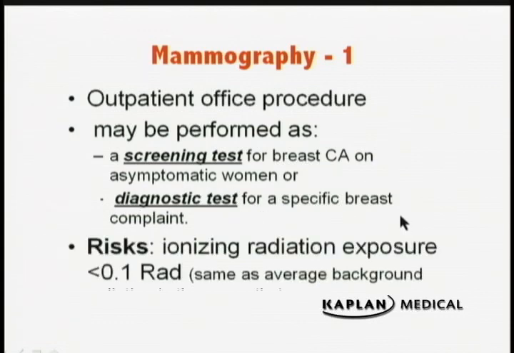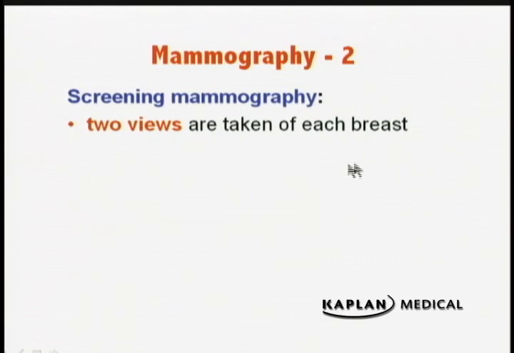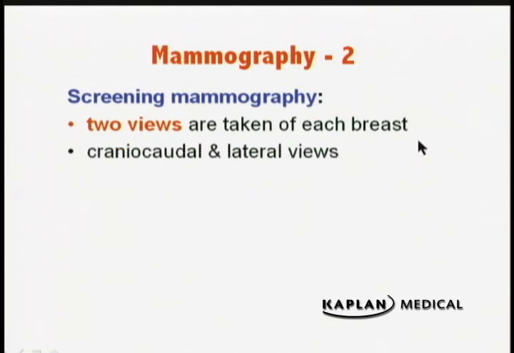The risks: ionizing radiation exposure, and that's always the concern because there is radiation exposure. But you can see it is very low. It is the same as the average background radiation which you would get in 3 months. So it's a very low level. For screening mammography, 2 views are taken of each breast. There are the craniocaudal and lateral views, and I'll show you what that looks like in just a minute. So only 2 views for screening. This is for asymptomatic women who meet the criteria.